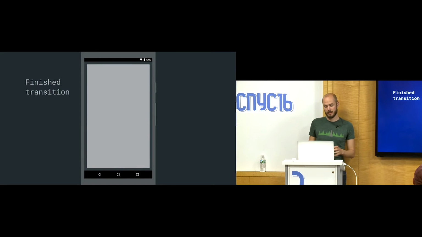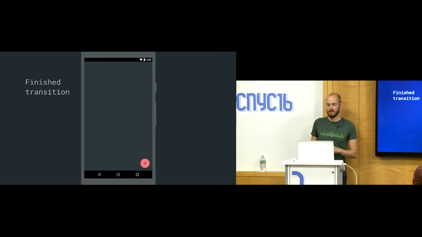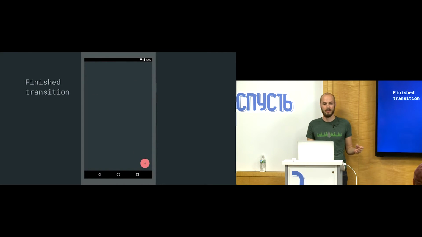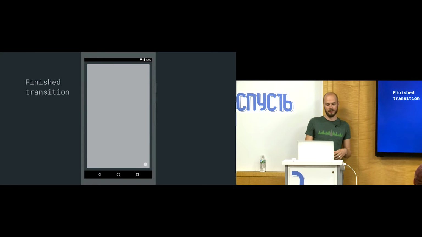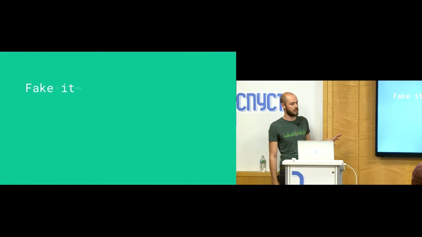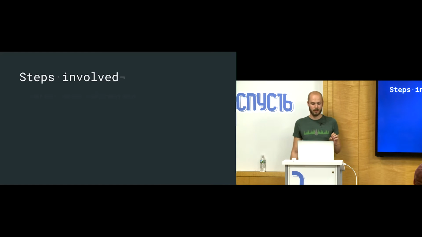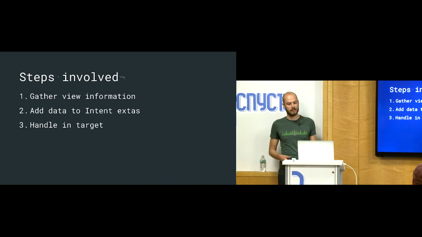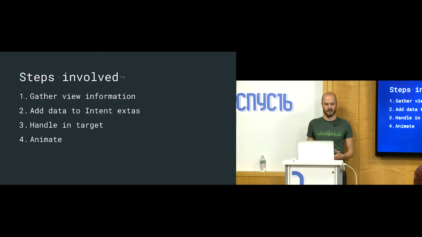Since there's no transition for this circular reveal as it currently is, let's first take a look at the API that Android gives you for that. So let's fake it and make an animation. The steps that are involved is we gather all the information from the initial view, we add this to the intent extras, we handle it in the target activity, and then we animate the things that we want to animate. And on the way back, we rewind that.